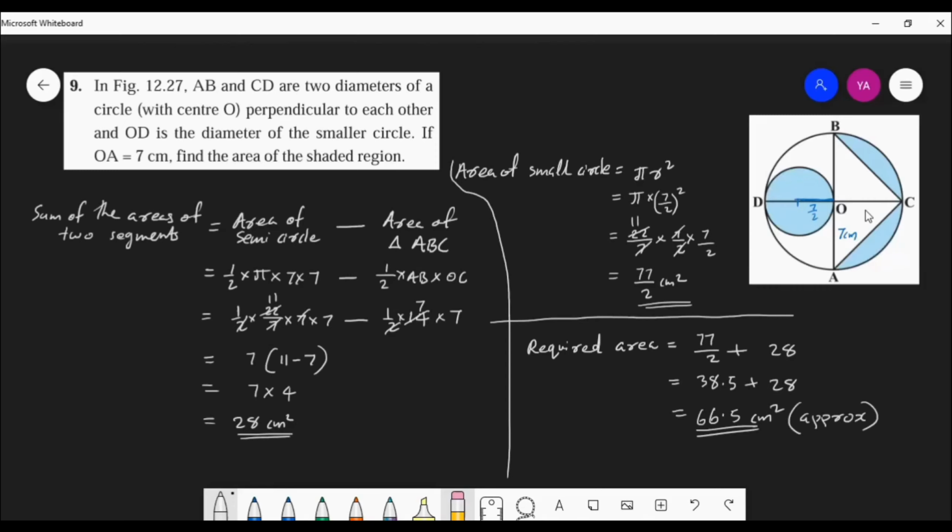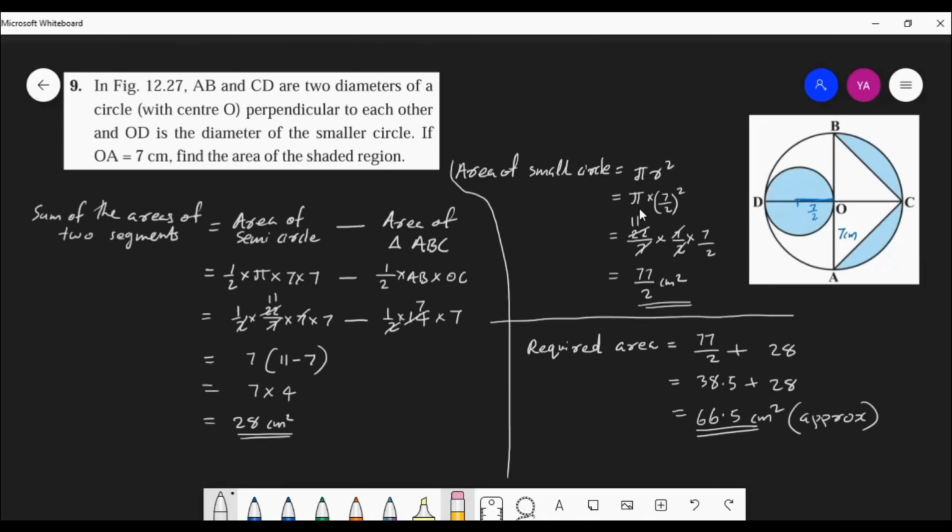Okay, so I repeat once again. In the question, a figure is given with AB and CD as the diameters, a circle is drawn, and taking OD as the diameter, a small circle is drawn inside the large circle, and B and C are connected, and C and A are connected, and this small circle and these two segments are shaded. We want to find the total area of the shaded region. So how did we calculate? Given that the radius of the large circle is 7 centimeters, the radius of the small circle will be 7 by 2.